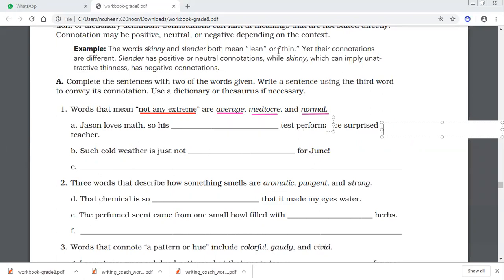Mediocre. Yes, it is mediocre. Let me write here for you. It is mediocre.